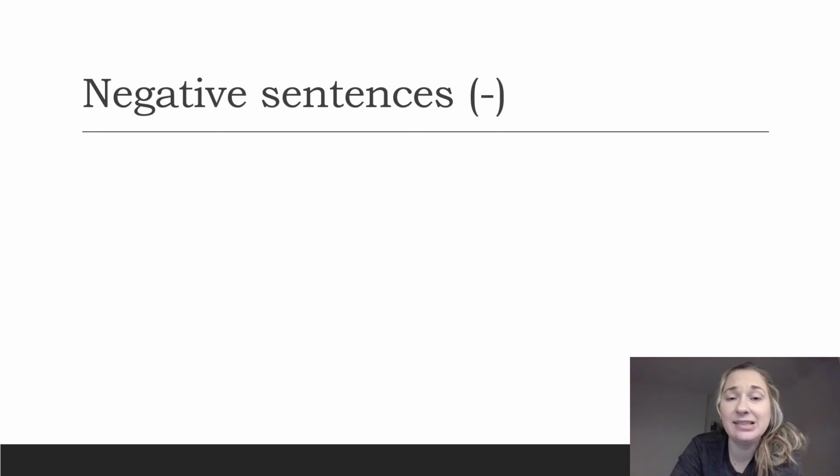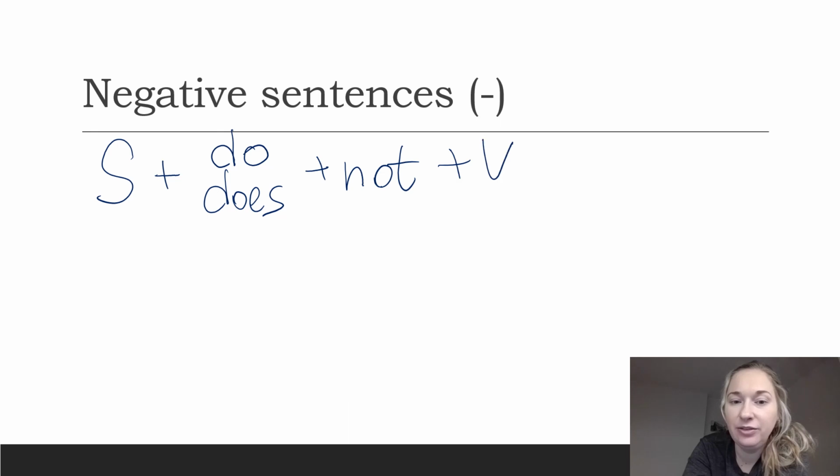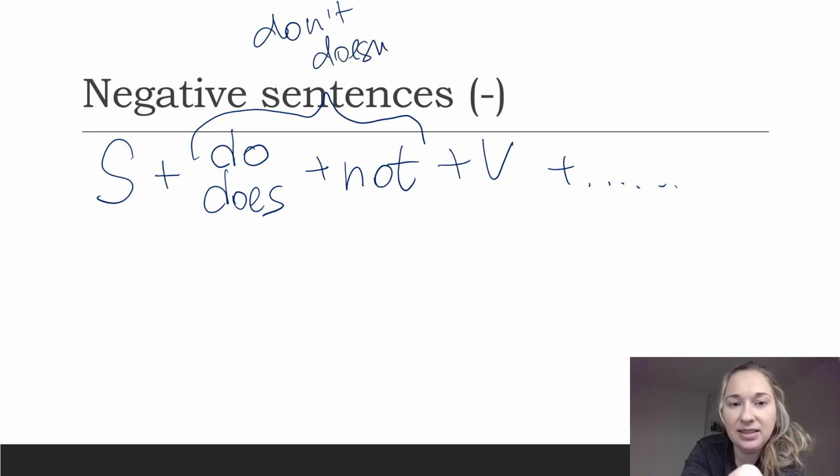How do we build negative sentences? Well, negative sentences are kind of trickier than positive sentences. For them, we need a subject, we need a help verb of present simple tense, which would be do or does. Then we need a particle not, and we need a verb, and then the rest of the sentence. Now, if you have do or does with a not, you can also shorten it for your convenience and write it in a shorter form with an apostrophe, so don't and doesn't.